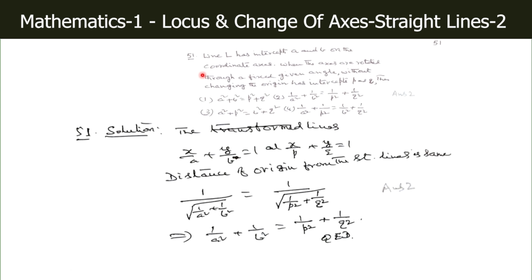51. A line L has intercepts A and B on the coordinate axes. When the axes are rotated through a fixed given angle without changing the origin, it has intercepts P and Q. Then the relation between A, B, P and Q is: 1, A square plus B square is equal to P square plus Q square; 2, 1 by A square plus 1 by B square is equal to 1 by P square plus 1 by Q square; 3, A square plus B square is equal to B square plus Q square; and 4, 1 by A square plus 1 by P square is equal to 1 by B square plus 1 by Q square. Okay?